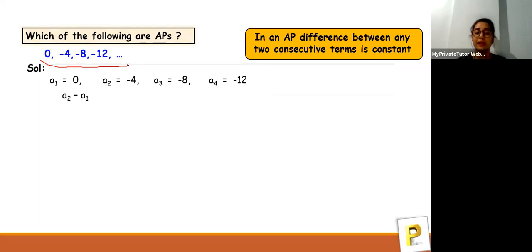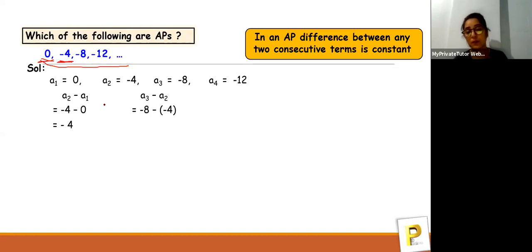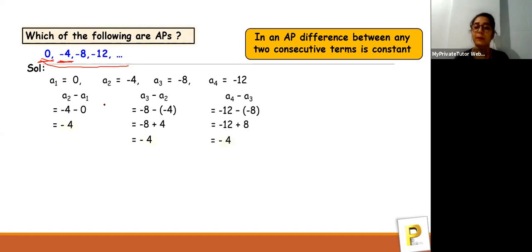Now A2 minus A1: if we subtract the first term from the second term, we get the difference. A2 minus A1 is minus 4 minus 0, that will be minus 4. Let's check for the second one. A3 minus A2: A3 is minus 8, and A2 is minus 4. So it will become minus 8 plus 4, and that will be minus 4 again. A4 minus A3: A4 is minus 12, and A3 is minus 8. So minus 12 plus 8 will be minus 4.